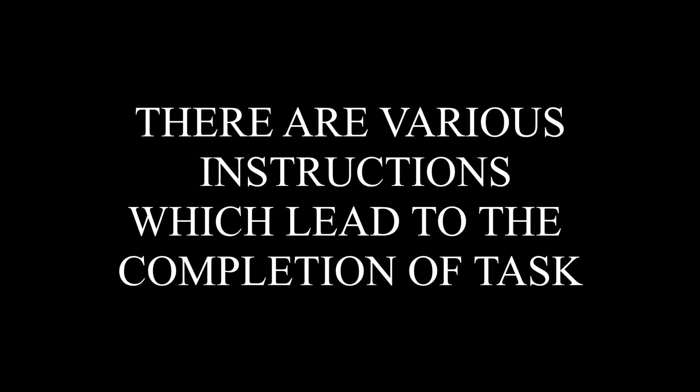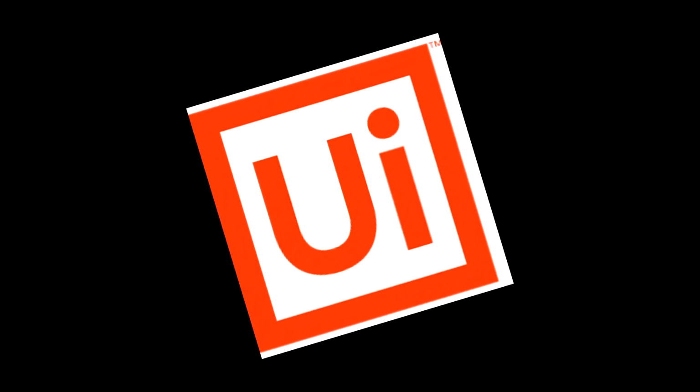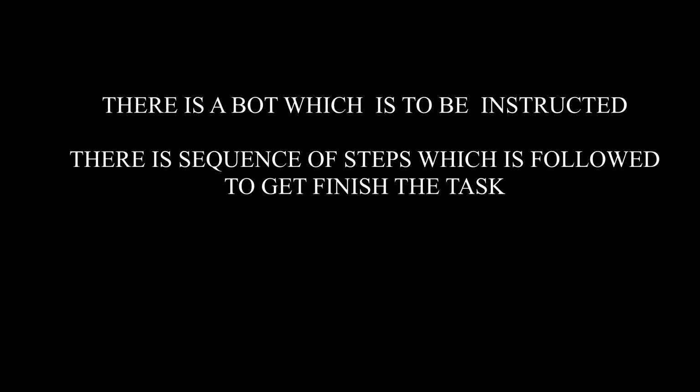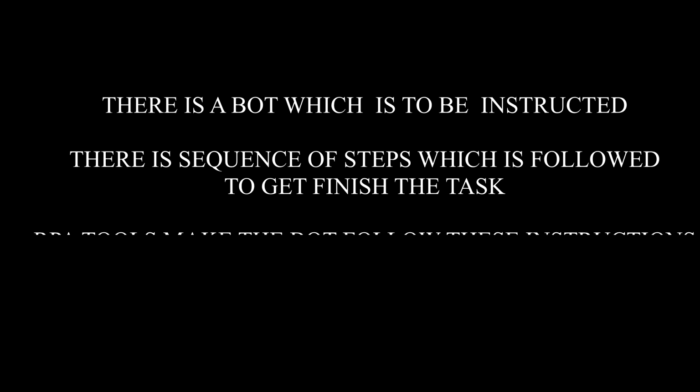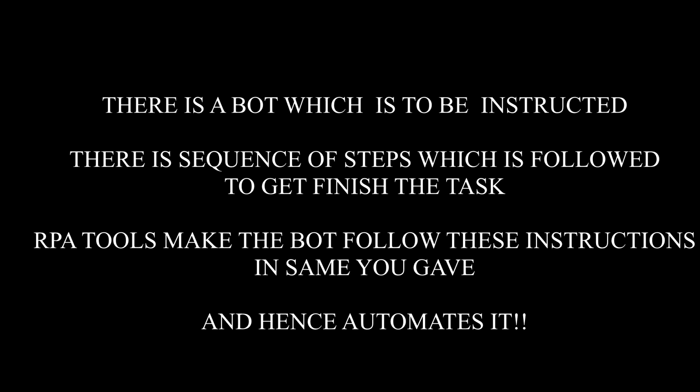There are various instructions or processes which lead to the completion of the task. Here, our instructions were to run, shoot, hide, etc. These instructions are told to the RPA tool which automates these tasks. If you still don't understand the working of RPA, I can tell it in a simpler manner. There is a bot which waits for your instructions, and there is a sequence of steps which lead to the completion of tasks, and then there are RPA tools which take in the instructions and make the bot do it, hence automating the task. And friends, this is how RPA works.